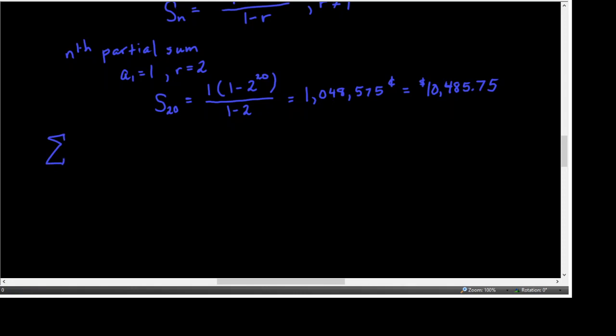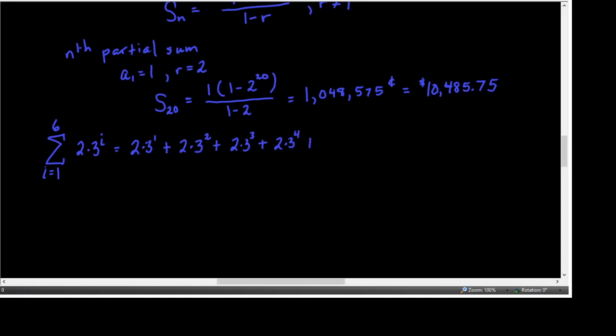let's look at series for sigma with i going from 1 to 6 of 2 times 3 to the i. So let's expand this one. 2 times 3 to the first, plus 2 times 3 to the second, plus 2 times 3 to the third, plus 2 times 3 to the fourth.